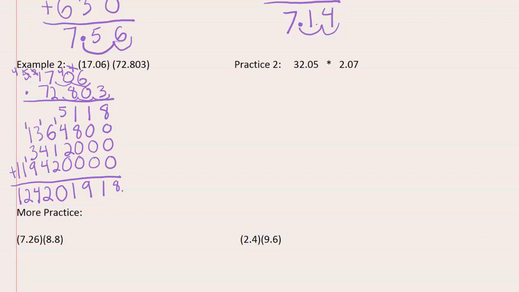So we want to make sure that we've got 5 digits after the decimal point in our final answer. 1, 2, 3, 4, 5. So this is going to be where our decimal point goes. Double check. 1, 2, 3, 4, 5. Yep. Got 5 digits after the decimal point, and our answer is going to be 1,242 and 1,918. I think that should be 100 thousandths. That is a very small decimal point down here at the end.